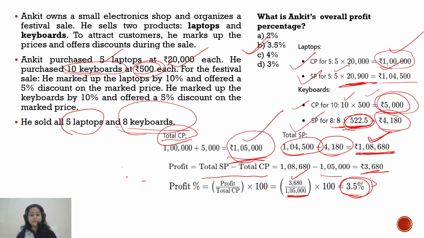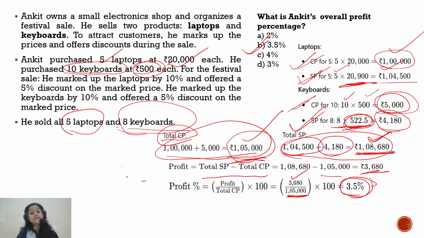So there are steps. First, you have to find cost price of laptop and selling price of laptop. Then you have to find cost price of keyboards and selling price of keyboards. Then you have to find out total cost price for both keyboard and laptop. Then you have to find total selling price for both laptops and keyboards. And in the next step, you have to find out the net profit amount, where the difference between selling price and cost price will give you net profit amount.